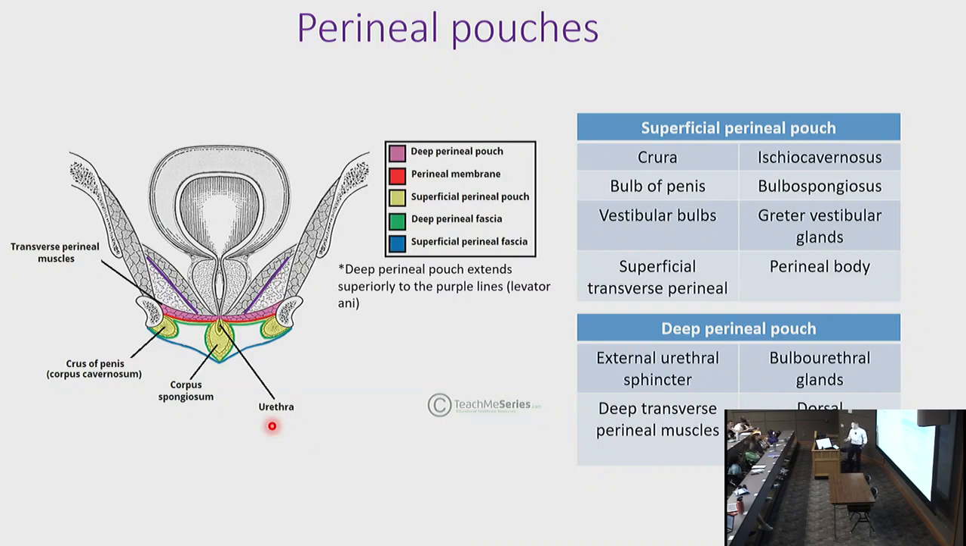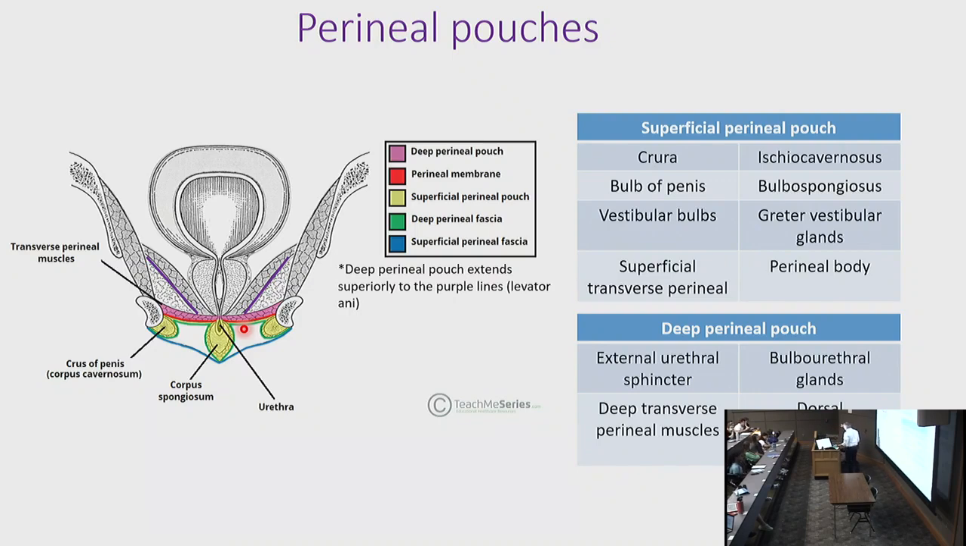Right? The superficial perineal pouch is the more inferior of the two. That's going to be everything below Colles fascia up until you get to the perineal membrane, which we'll see in just a minute. But that perineal membrane is the delineation between the superficial and deep perineal pouch.